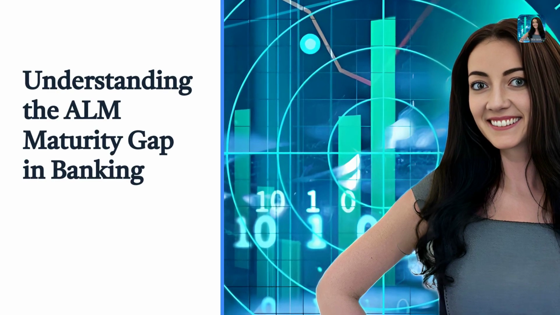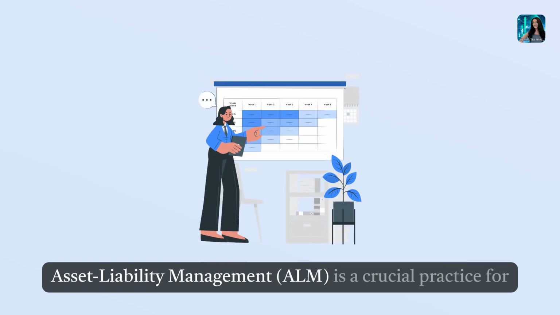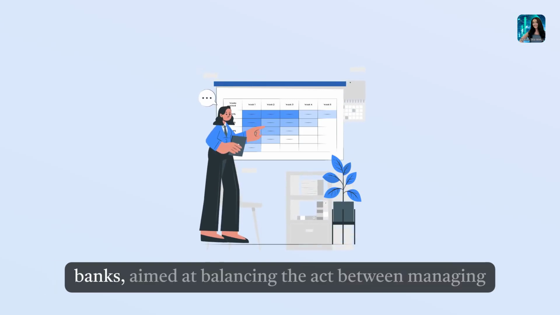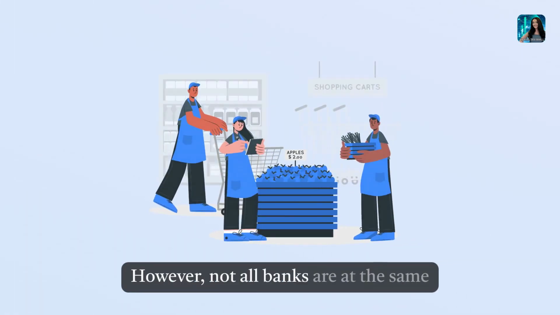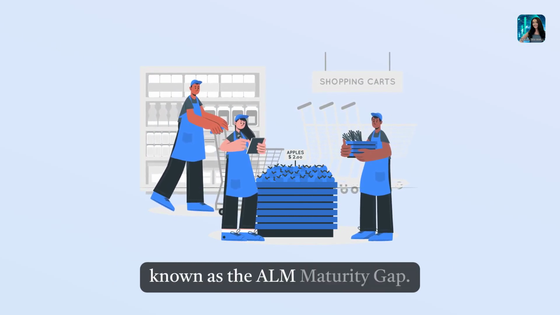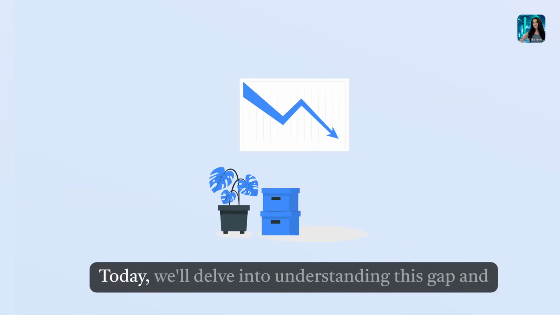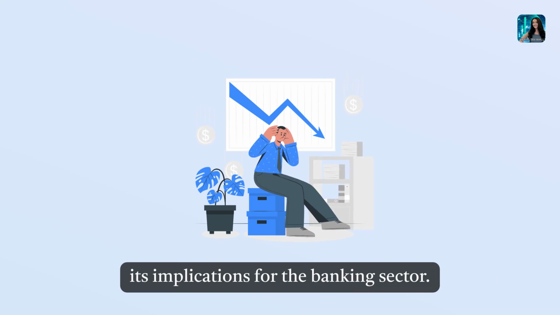Understanding the ALM maturity gap in banking. Asset-Liability Management, ALM, is a crucial practice for banks, aimed at balancing the act between managing risks and optimizing profits. However, not all banks are at the same level of ALM maturity, leading to what is known as the ALM maturity gap. Today, we'll delve into understanding this gap and its implications for the banking sector.